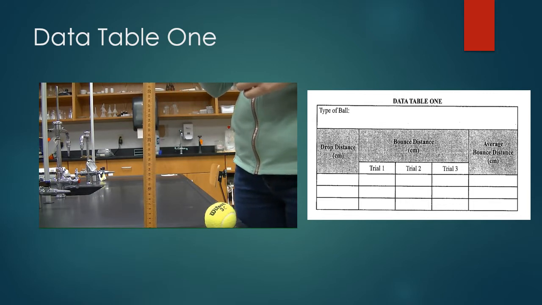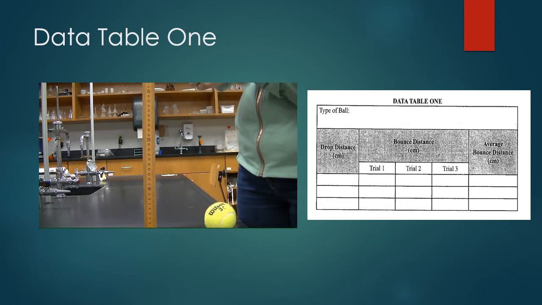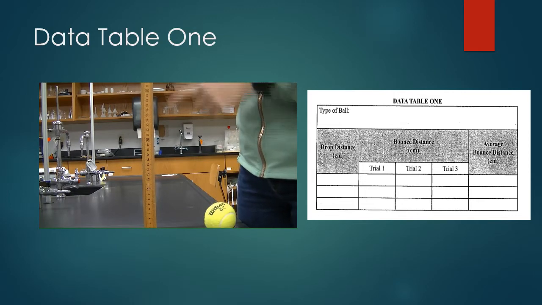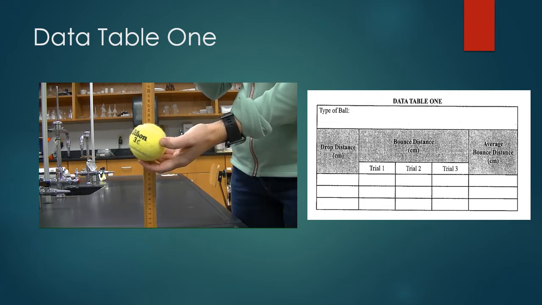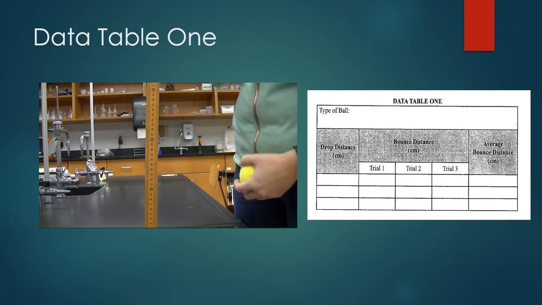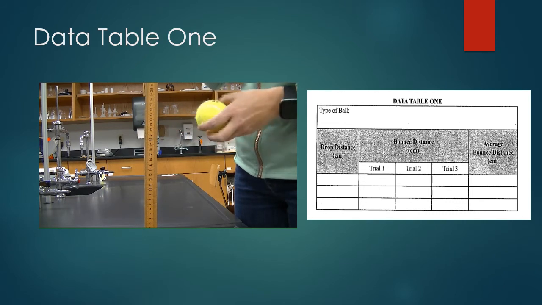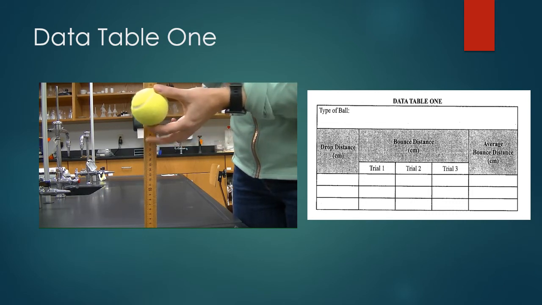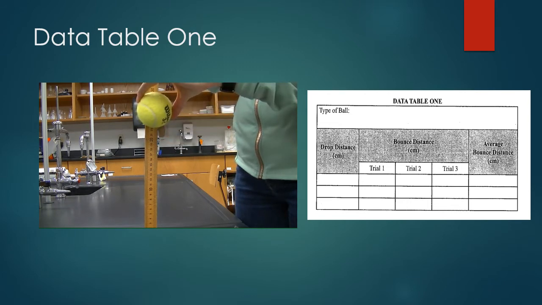Notice we have a meter stick in front of us, and we are on the centimeter side of the meter stick. We are going to start with Table 1. The type of ball being used is a tennis ball. So you can record that in Table 1 for type of ball. The first drop distance that we are going to do is at the 20 centimeter mark. So I'm going to have it so that the bottom of the ball is at the 20 centimeter mark. Then I'm going to drop it.